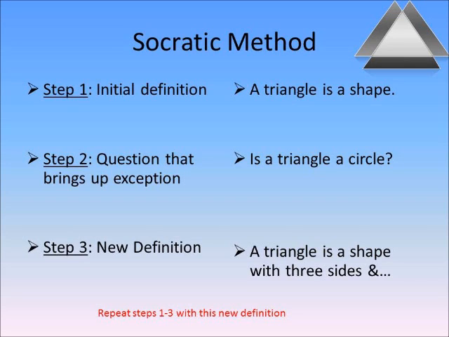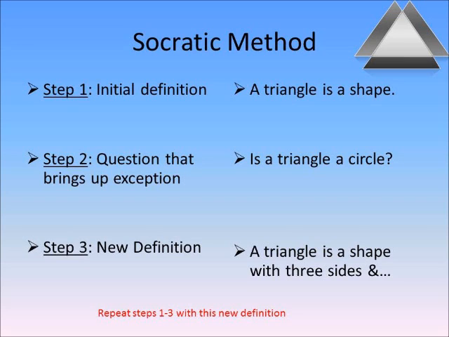So thinking of this, you ask the child the following question. Well, a circle is a shape. Is a circle a triangle? And now the child has to say, oh no, a triangle is not just a shape. It's a shape with 3 sides. So now we have a more refined definition, and we're back at step 1. And we keep going through this process until we get to the perfect definition of triangle.